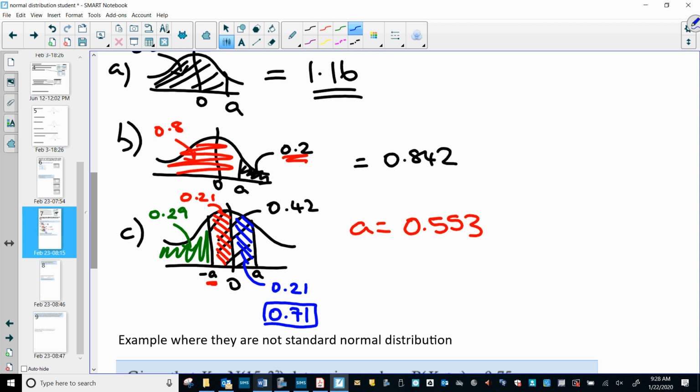Can you repeat that? Knowing that this half is also 0.21, then this whole area here would be 0.5 plus that. So we could have entered the area of 0.71 rather than 0.29. I like that better. Everything else is the same. I'm just trying to give you as many visuals as possible because there is no one way of doing this.